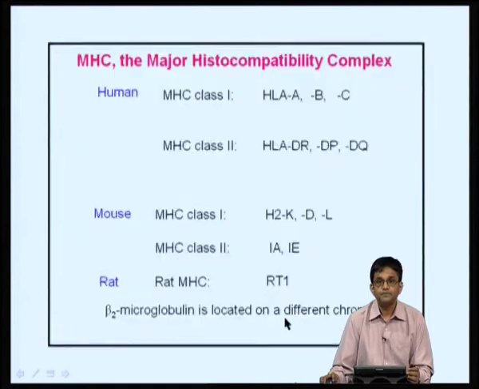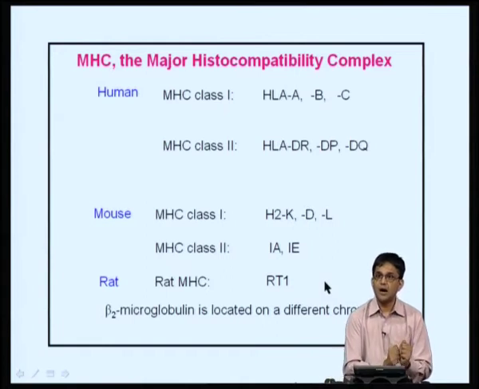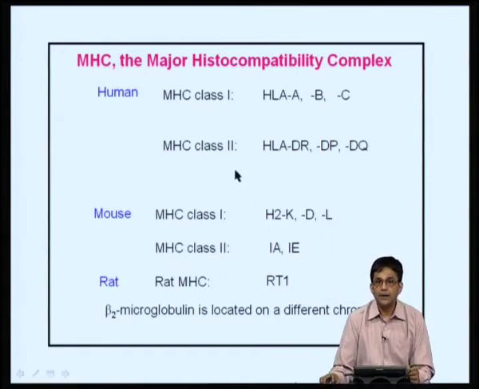Okay, so the MHC molecules. In humans, for MHC class 1, you have HLA A, B and C, and in mouse you have H2 K, D and L. Remember, these are single alpha chains, and each of these alphas is in contact with beta 2 microglobulin. For MHC class 2 molecules, in humans you have HLA DR, DP and DQ, whereas in the mouse you have IA and IE. Now, other animals also have MHC molecules. They are not as well studied as in mouse and humans, but one should be aware of them. In rat, for example, it is known as the RT1 molecule.